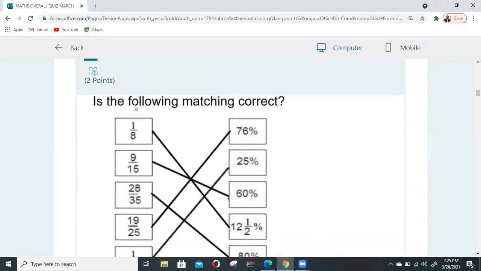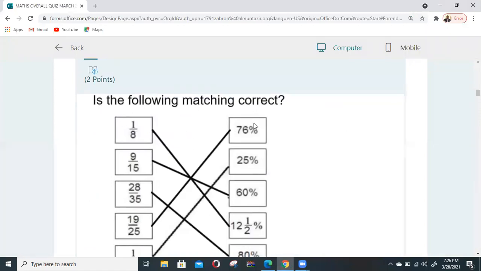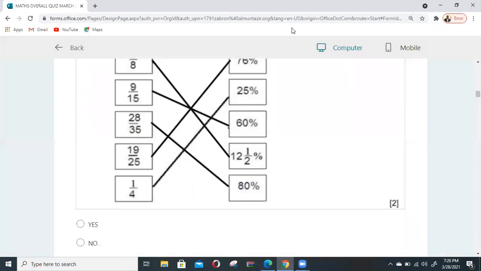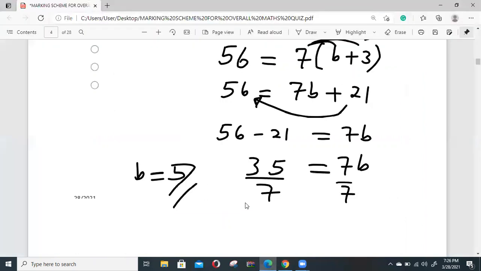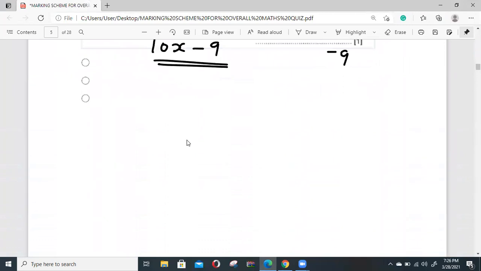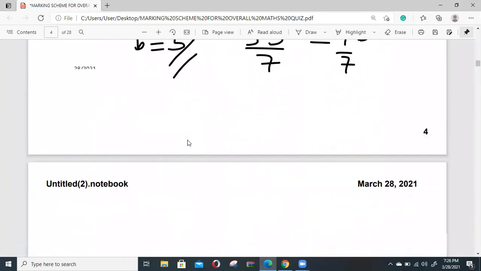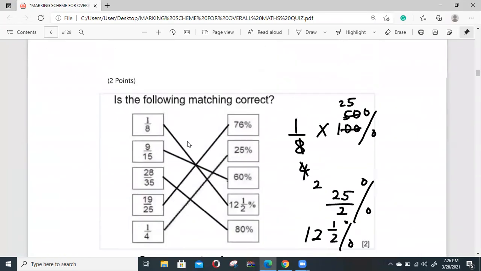All right, is the following matching correct? So this is like a true and false question. Is the following matching correct? So you have to change every single fraction here into percentage. And this work I have done for you, and you are good to go. Okay, now how do we do that? I have done that. I don't want to go into details, but I have done that question. I have changed every single fraction into percentage. So there we go.